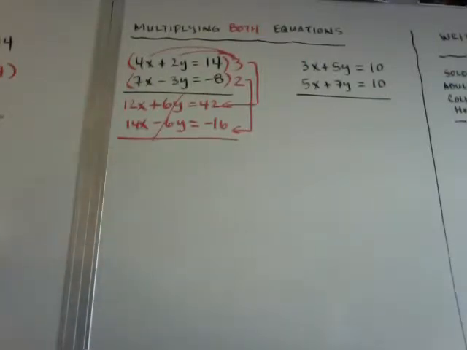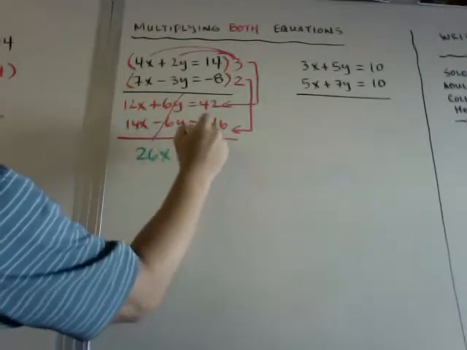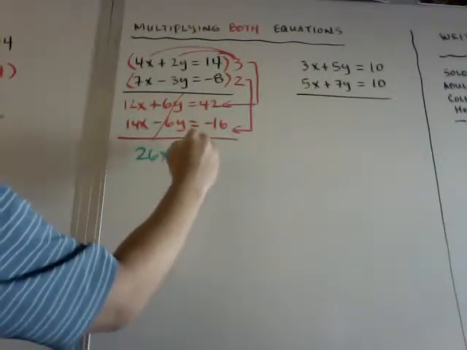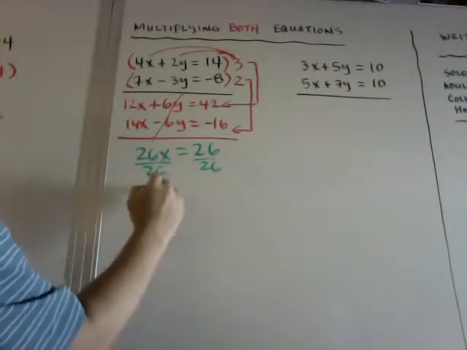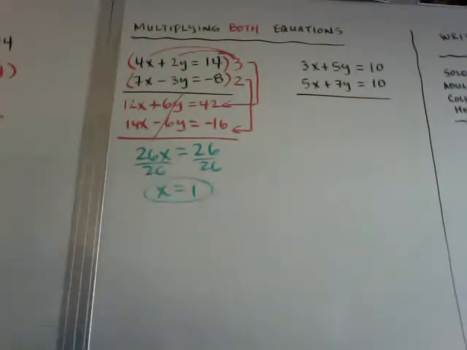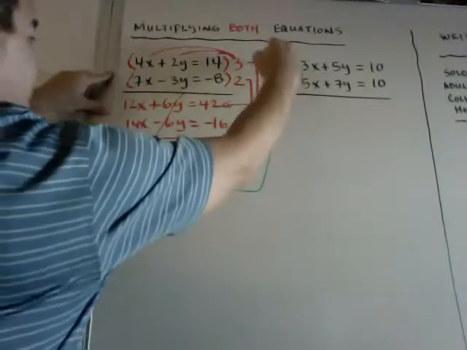Okay, now I just add them all up. So I'm going to get 26x is equal to, and I'm going to subtract that and get 26. Divide by 26, x equals 1. I'm going to take this and put it into any one of these four equations. Again, I would use one of the first two because they're smaller numbers, you can see, because I multiplied these to get bigger.